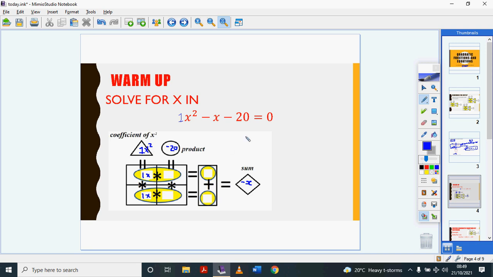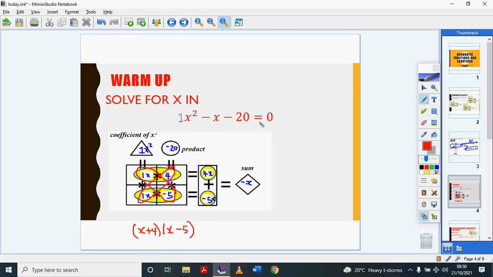Factors of 20 that I can combine to get a negative, I'm going to use positive 4 and negative 5, because positive 4 times negative 5 gives me negative 20. And then here I'll have 4x, and here I'll have negative 5x. So my new expression, my factors, I hope you guys can see this, I got the diagonal and diagonal. So my factors are x plus 4 and x minus 5.